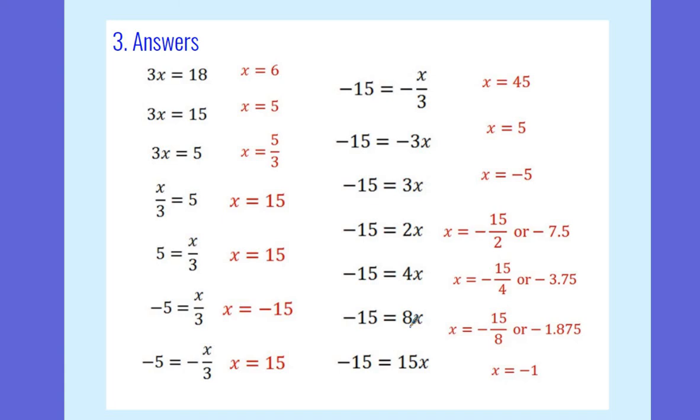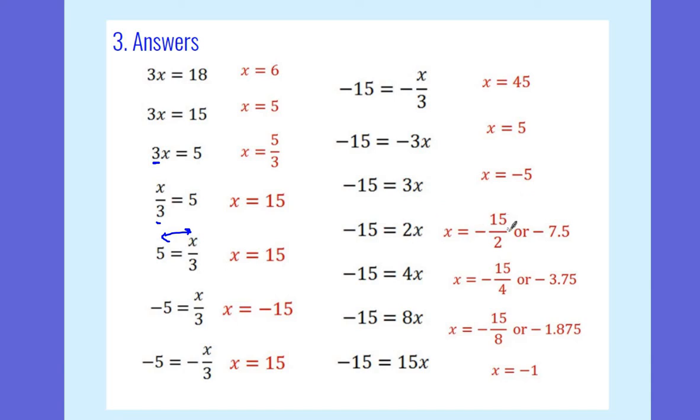Okay, year 7, the answers you were looking for are now up on the board. I've got x equals 6, x equals 5, x equals 5 over 3 because I'm dividing this one by 3. This time I'm multiplying by 3 to get rid of that division by 3, so x equals 15. This is just the same equation, just switched around, but it doesn't make any difference. I still get x equals 15. For this one I'm multiplying by 3 to get negative 15. For this one I'm multiplying by negative 3 to get positive 15. 45, x is equal to 5 because I'm dividing by negative 3. This one I'm dividing by positive 3, so I get negative 5.